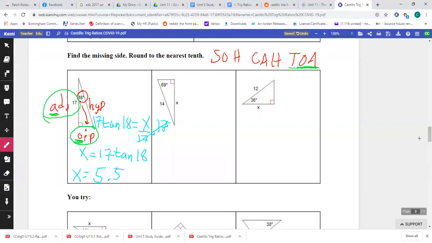Anyone else? Everyone was able to get the 5.5? Okay. Since no one said no, I assume everyone was able to do it. Let's move on to the next problem.